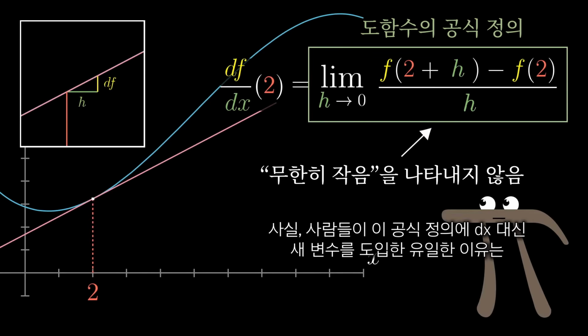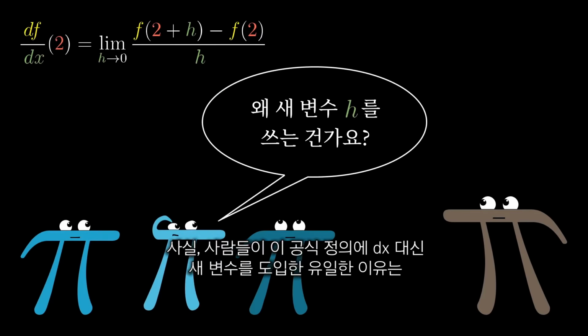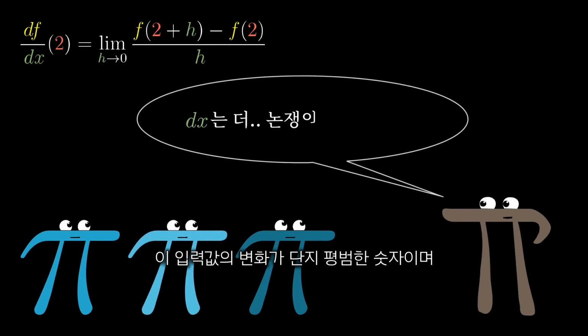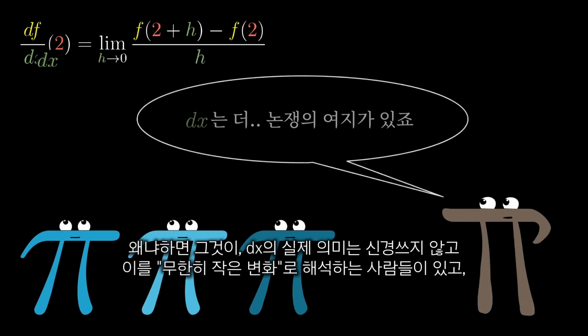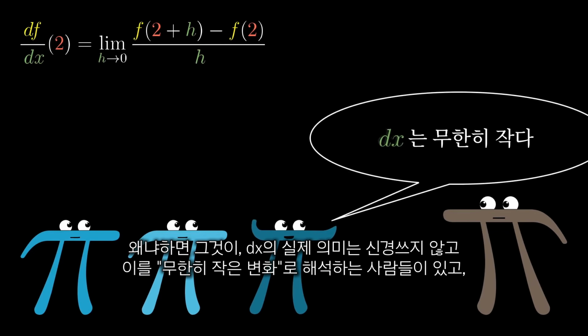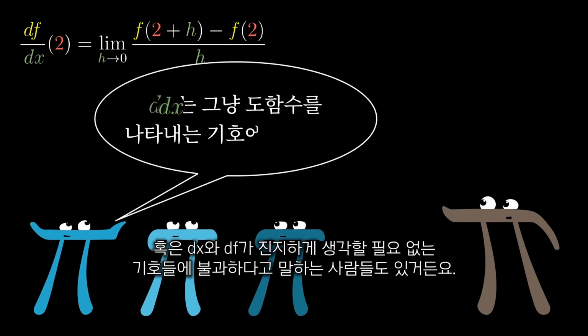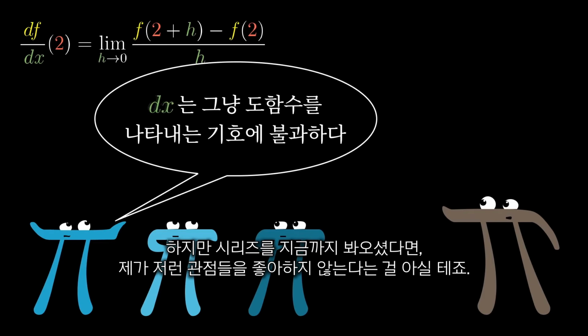In fact, the only reason that people introduce a new variable name into this formal definition, rather than just using dx, is to be super extra clear that these changes to the input are just ordinary numbers that have nothing to do with infinitesimals. Because the thing is, there are others who like to interpret this dx as an infinitely small change, whatever that would mean. Or to just say that dx and df are nothing more than symbols that we shouldn't take too seriously. But by now in the series, you know I'm not really a fan of either of those views.